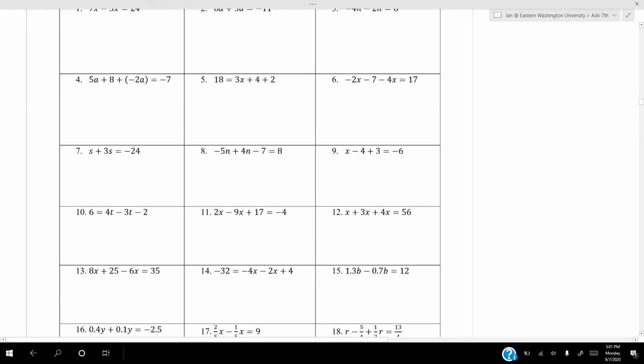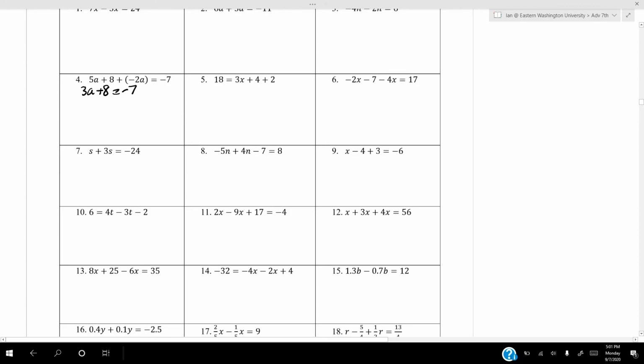So again, first step is to distribute. Well, we have nothing to distribute. So let's combine our like terms. We have an A and an A. So 5A minus 2A gets us 3A plus 8 is equal to -7. Okay.